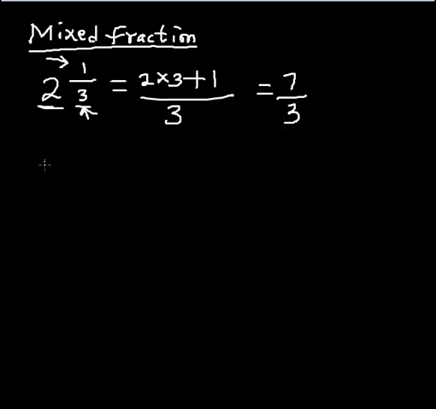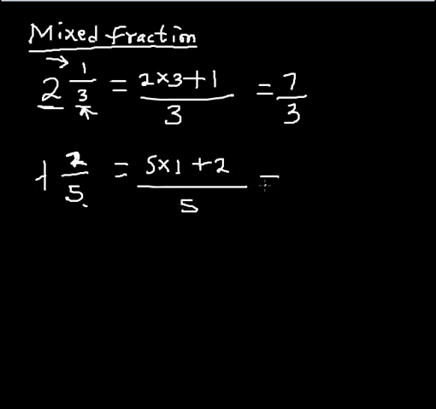Let me give you another example: 1 whole number 2 all over 5. The same way, I multiply 5 times 1, add 2 to it, then I divide by 5. So this is going to be 5 plus 2, which gives me 7 all over 5. So this is how you convert a mixed fraction to an improper fraction.